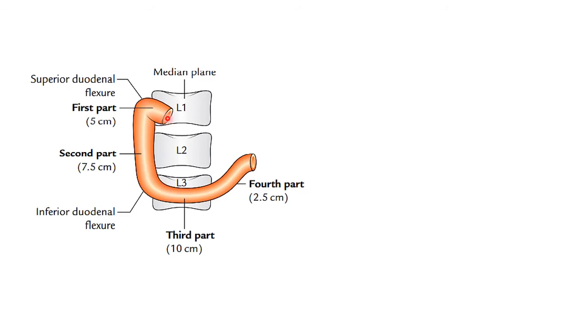For descriptive purposes, the duodenum is divided into 4 parts: 1st part, 2nd part, 3rd part and the 4th part. The first part or superior part is 5 centimeters or 2 inches long, and the second part or the descending part is 7.5 centimeters or 3 inches long, and the horizontal part, that is the third part, is 10 centimeters or 4 inches long, and then the ascending or fourth part is 2.5 centimeters or 1 inch long.